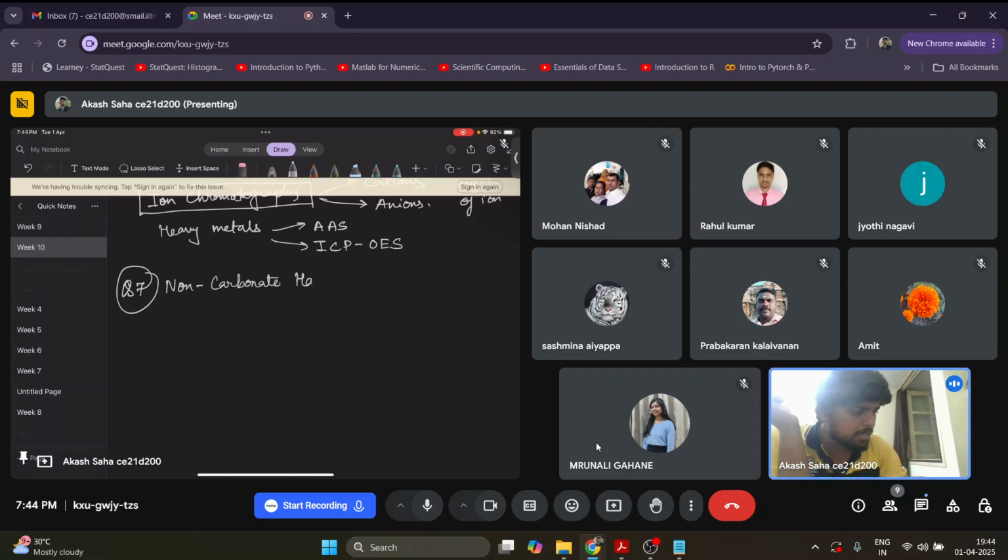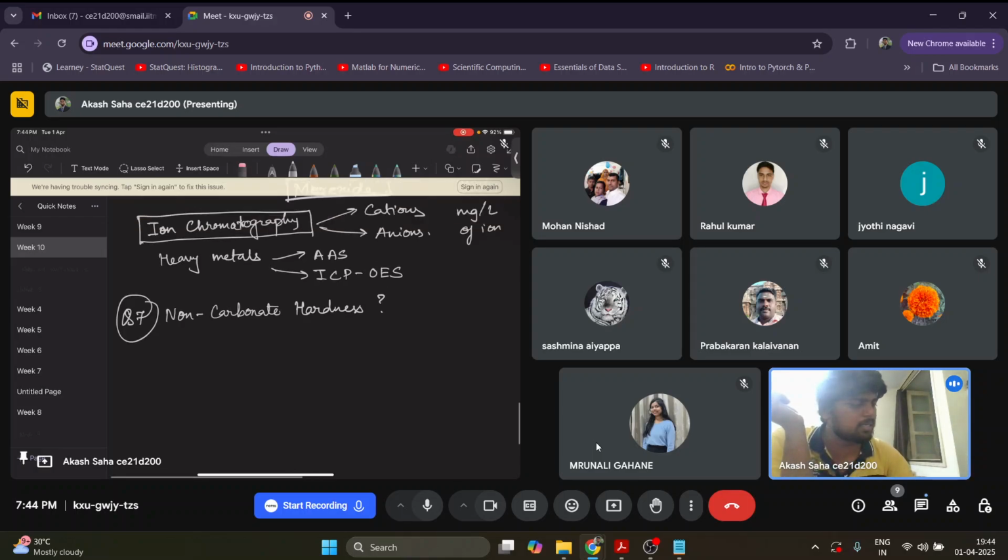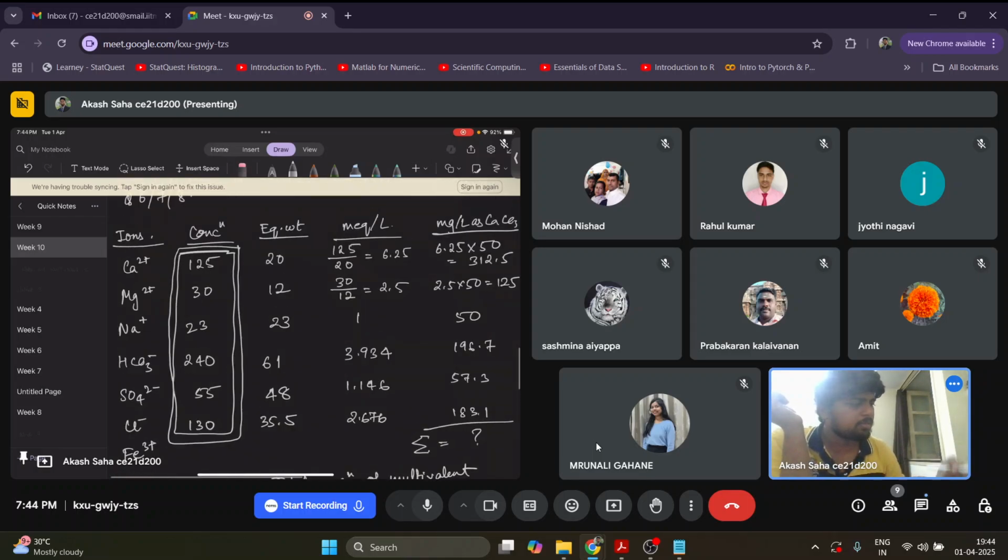Non-carbonate hardness. Okay, non-carbonate hardness. So see from here, can you tell me what is the non-carbonate hardness? Any idea how to calculate it? How to calculate the non-carbonate hardness?